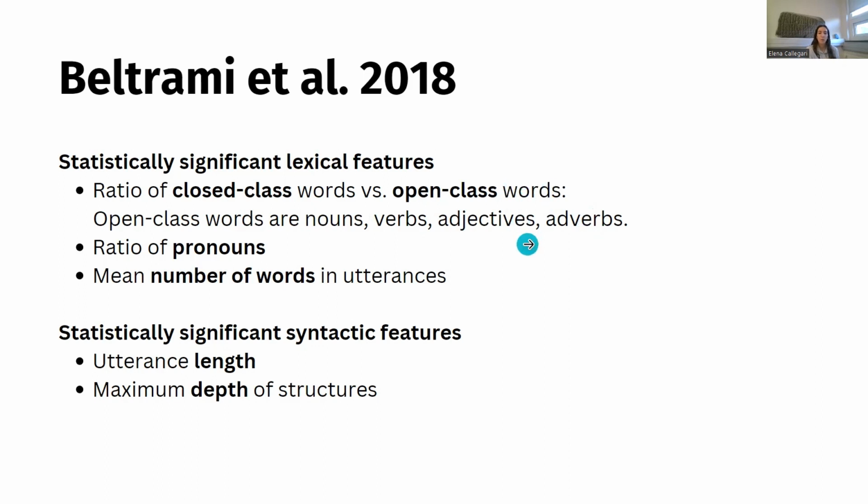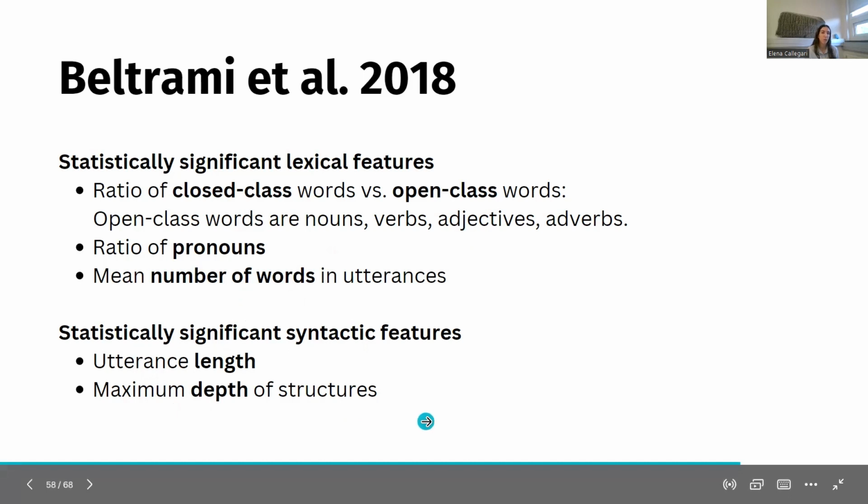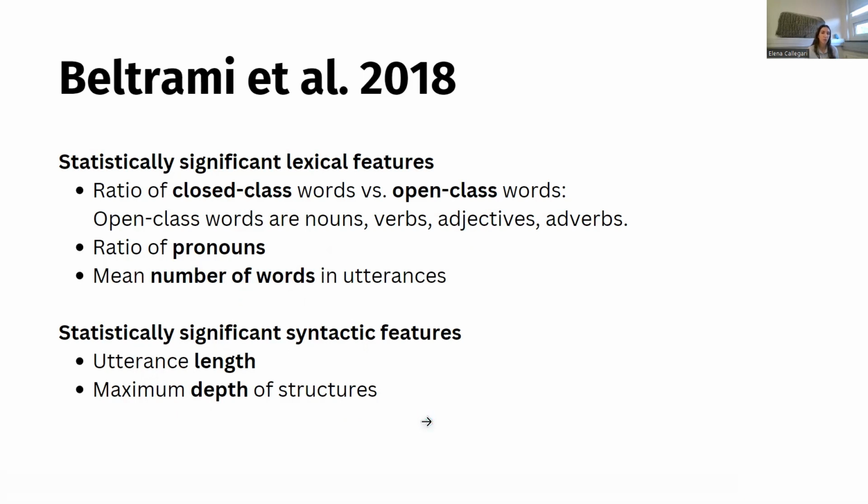The ratio of pronouns, again, was something that distinguished different research groups, and also the mean number of words in utterances. Meaning, if you've got Alzheimer's disease, you tend to produce shorter sentences, so sentences that have fewer words and that are syntactically less complex, just because you have less words in the sentence. Statistically significant syntactic features, you've got utterance length. So again, sentences were shorter, and maximum depth of structures, meaning that on average, the sentences produced by an individual with Alzheimer's disease had fewer embeddings. So they had fewer embedded clauses in general.